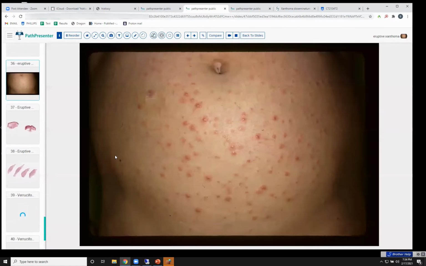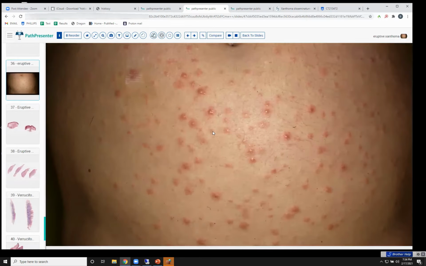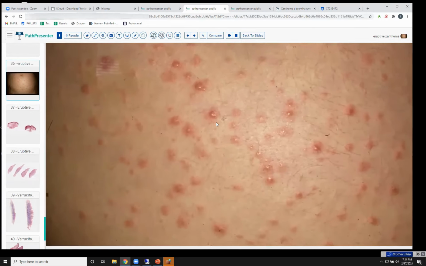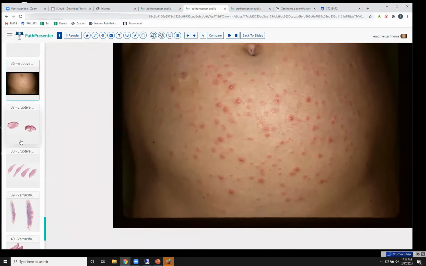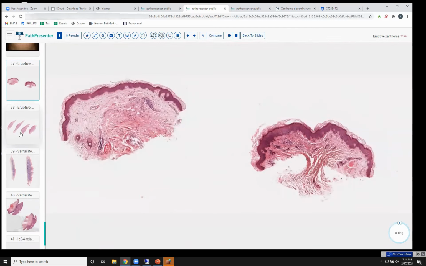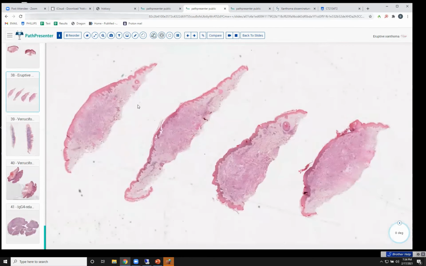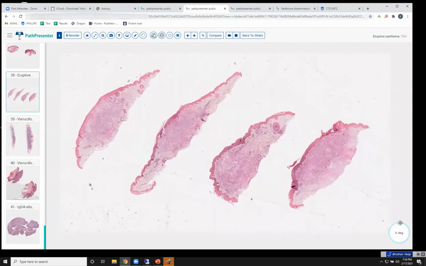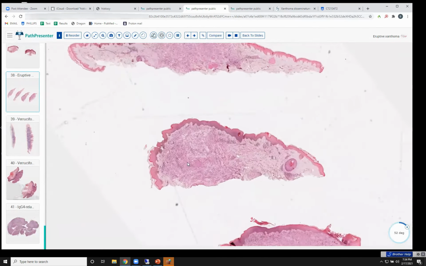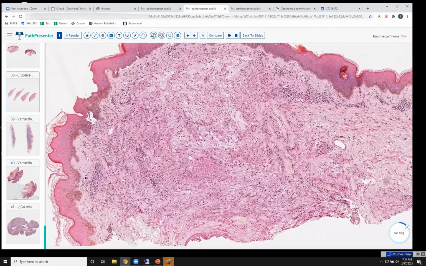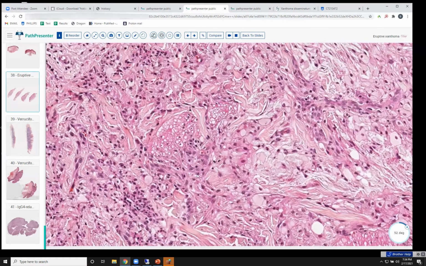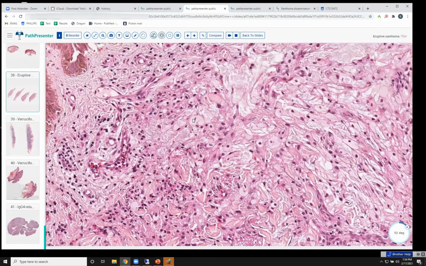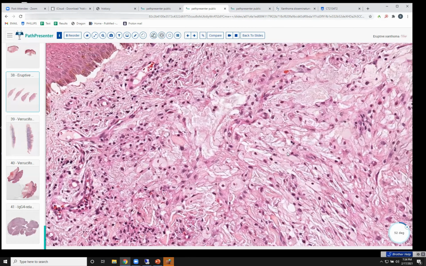Now, eruptive xanthoma, this can look exactly like a xanthogranuloma. So this is an eruptive xanthoma, and it looks just like a xanthoma or xanthelasma. You see these foamy cells. So this is eruptive xanthoma, which is not in the classification of the histiocytoses.